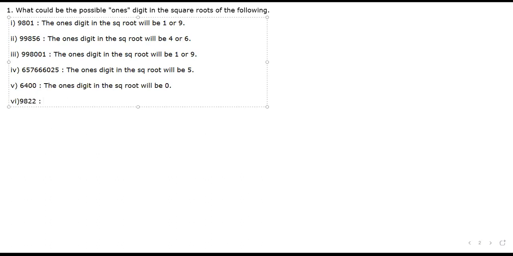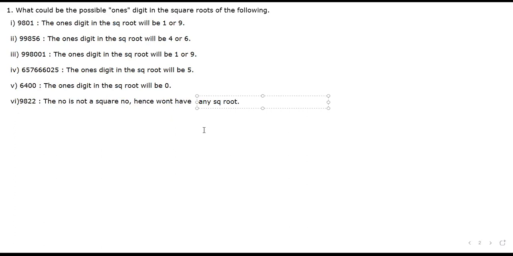9822. The number is not square. Correct. The number is not a square number. Hence, won't have any square root. Yes or no? Yes, sir. That's all. We're going to stop over here. Time is up. Hence, won't have any square root. No question of ones digit. Square root ही नहीं है तो ones का digit कहाँ से आएगा? Yes or no?